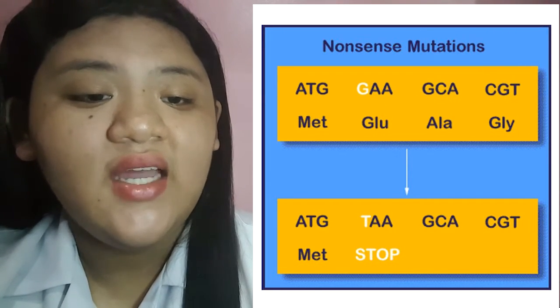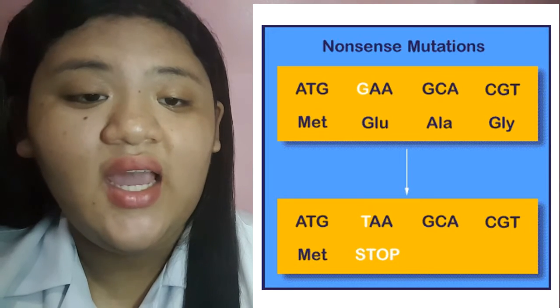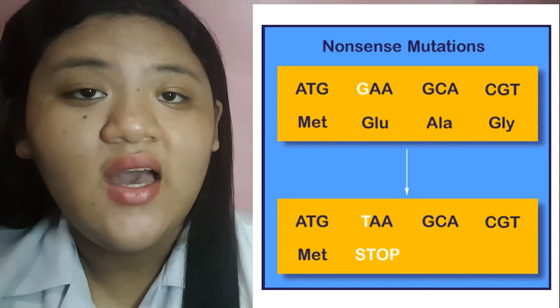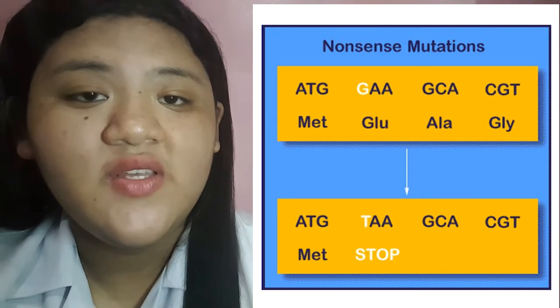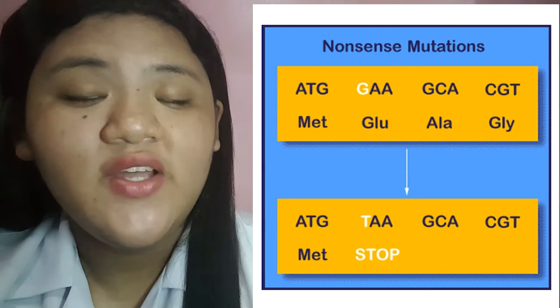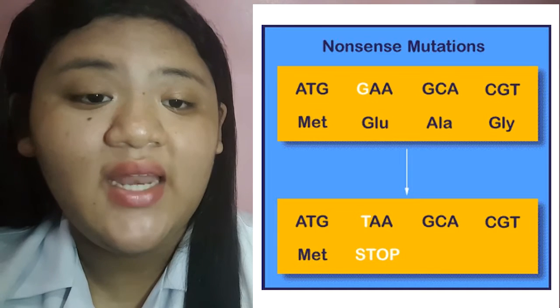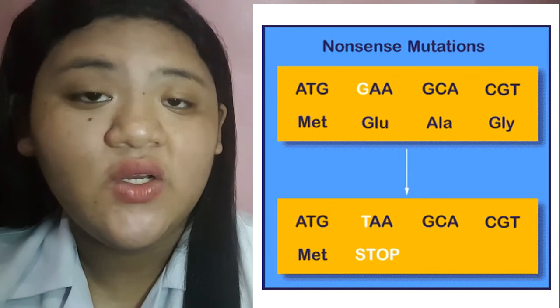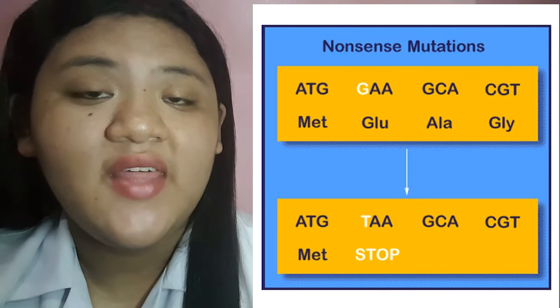Then the next DNA is ATG, TAA, GCA, CGT, where in the second group of codons, the first letter G is replaced by letter T. So the protein sequence that is encoded is methionine and then a stop codon.